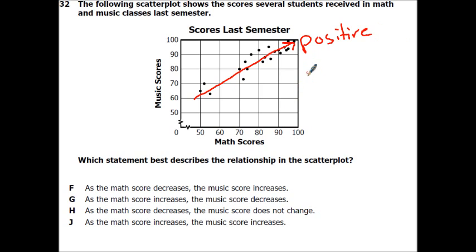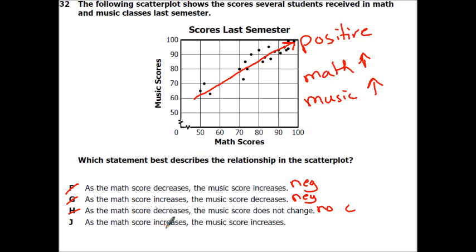Alright, so when it says positive, that means as the math score goes up, our music score is going to go up, because positive means that both of them go up at the same time. This says math goes down and music goes up, so that would be a negative correlation because those are opposites. This says as math goes up, music goes down, so those are opposites, so that's negative. This is saying as math score decreases, the music score doesn't change, that would be no correlation. And this one says as math scores increase, music scores increase, so it would be J.